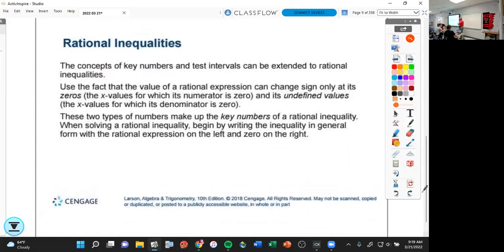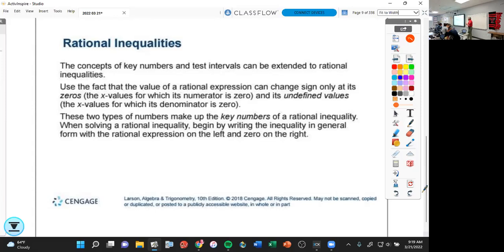So it says the concept of key numbers and test intervals can be extended to rational inequalities. Use the fact that the value of a rational expression can change sign only at its zeros, the x values for which the numerator is 0, and the undefined values, those are the x values that make the denominator 0. So again, where the numerator is 0, where the denominator is 0, those are your key numbers. These two types of numbers make up the key numbers of a rational inequality.